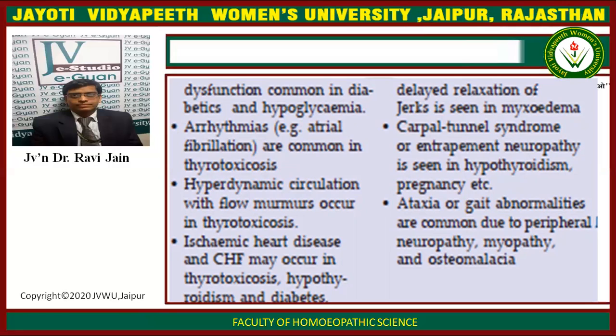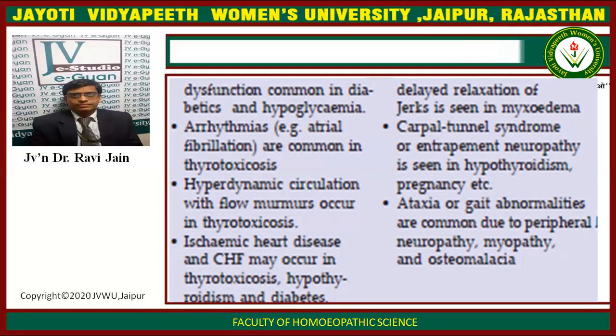If the patient is coming with ischemic heart disease and congestive heart failure, it may occur in thyrotoxicosis, hypothyroidism, and diabetes. In the nervous system, if the patient is coming with carpal tunnel syndrome or entrapment neuropathy, it is seen in hypothyroidism, pregnancy, etc. If the patient is coming with ataxia or gait abnormalities, it is common in peripheral neuropathy, myopathy, and osteomalacia.